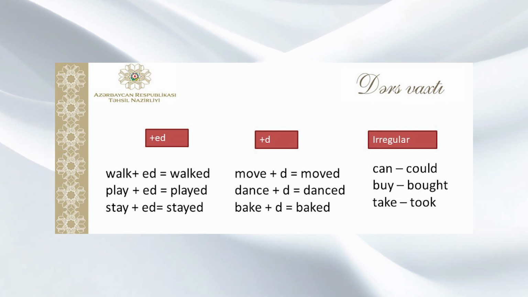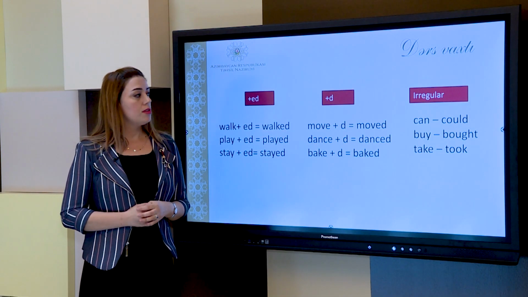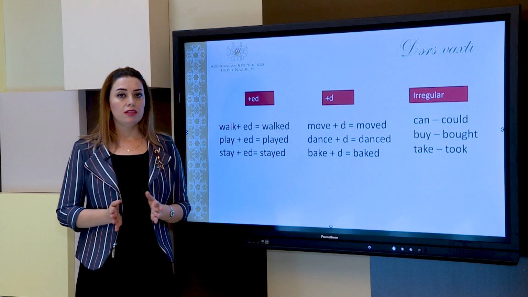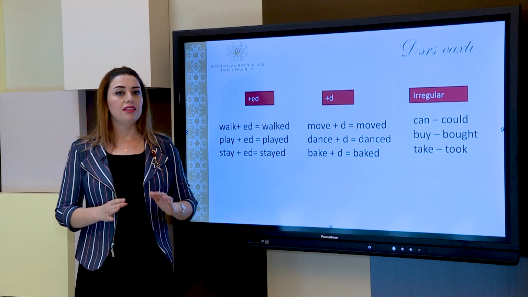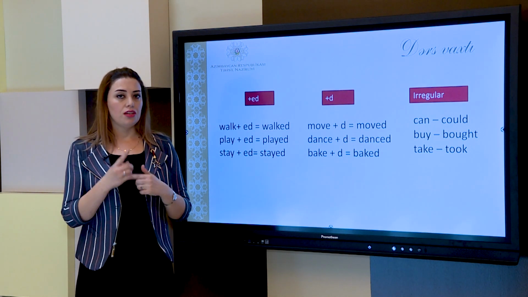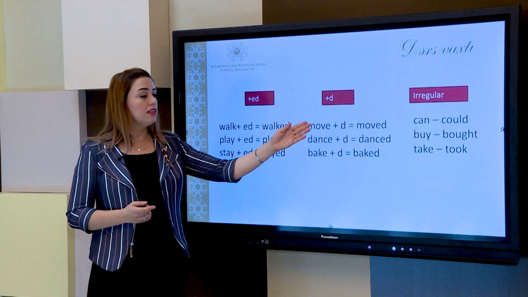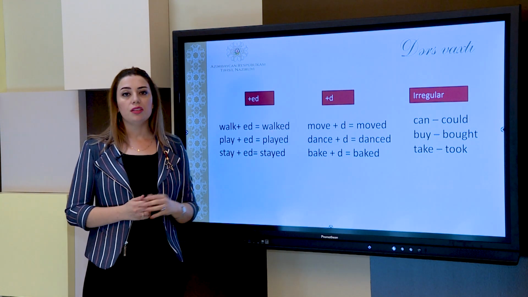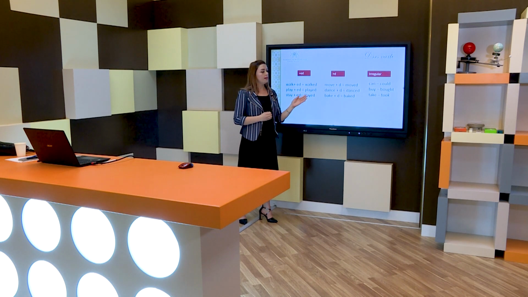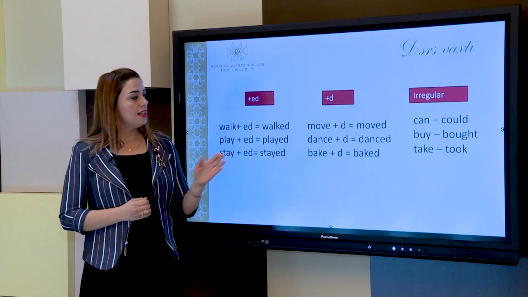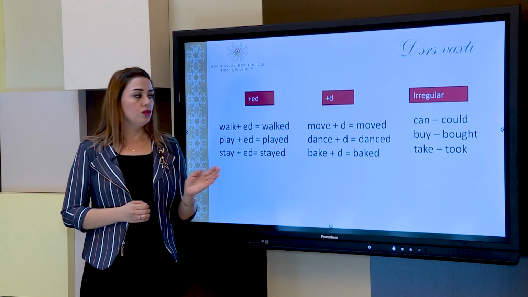And let's look at the other verbs. Irregular verbs, they change from the root. They don't obey any rule. They don't take any ed ending. They just change completely. So can in present, could in the past. Buy in present, bought in the past. Take in present, took in the past.